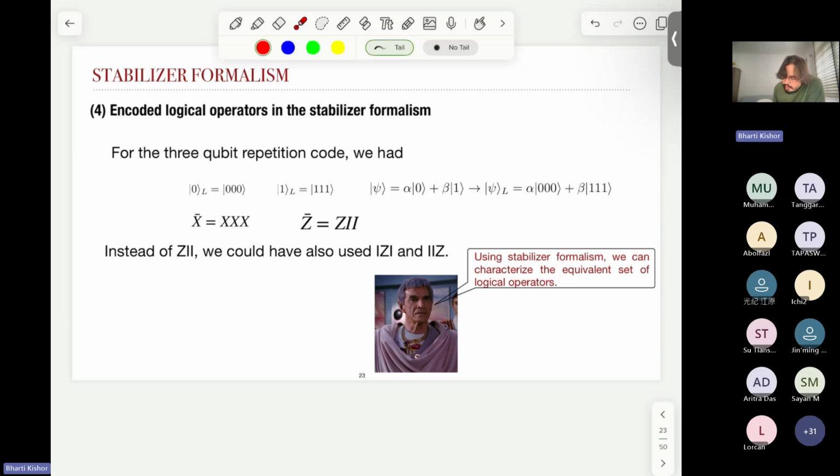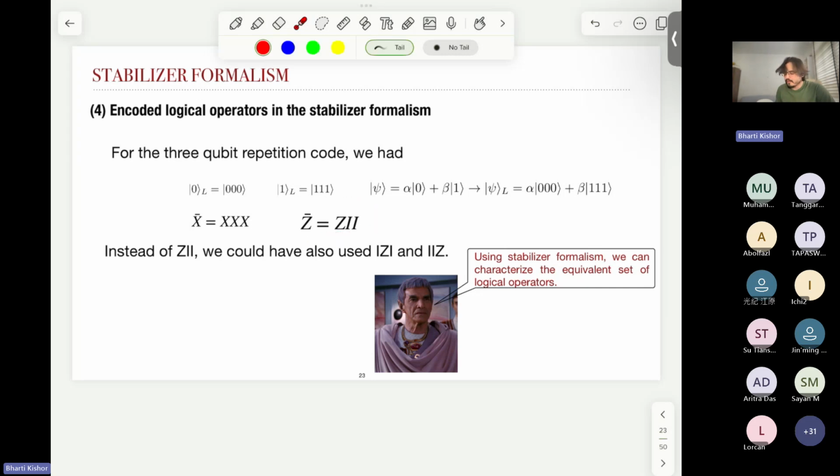Okay, so let's look at the encoded logical operators in the stabilizer formalism. For the 3-qubit repetition code, we had 0 logical was 0, 0, 0, and 1 logical was 1, 1, 1. So the state psi, which is alpha 0 plus beta 1, after encoding becomes alpha 0, 0, 0 plus beta 1, 1, 1. And the logical operator should take your alpha 0, 0, 0 plus beta 1, 1, 1, let's say the logical X should take you to alpha 1, 1, 1 plus beta 0, 0, 0, and Z you can define it.